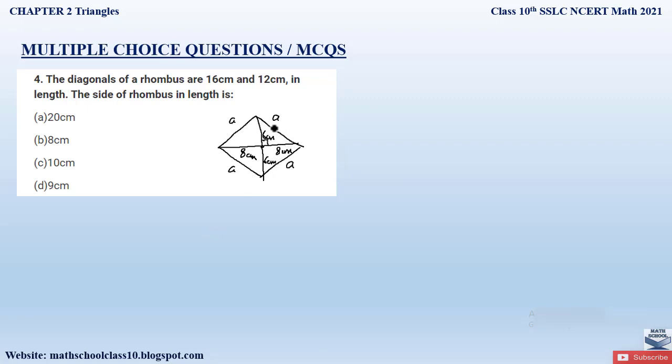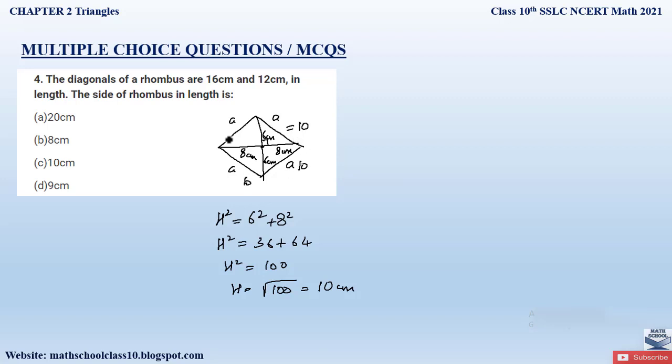So the side opposite the right angle is the hypotenuse. So we have to find out the hypotenuse value here. So hypotenuse square is equal to the sum of the squares of the other two sides, which is 6 square plus 8 square. This is our Pythagoras theorem. So 6 square is how much? 36, plus 8 square is 64. So hypotenuse square is equal to 36 plus 64, which is 100, or hypotenuse is how much? Square root of 100, which is equal to 10 centimeters. So the length of the side of the rhombus is equal to 10, 10, 10 and 10 centimeters. So our correct option is option C.